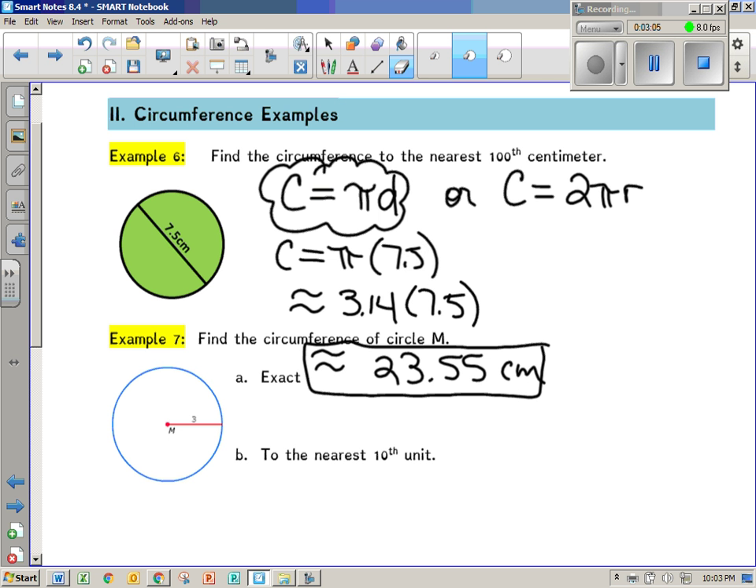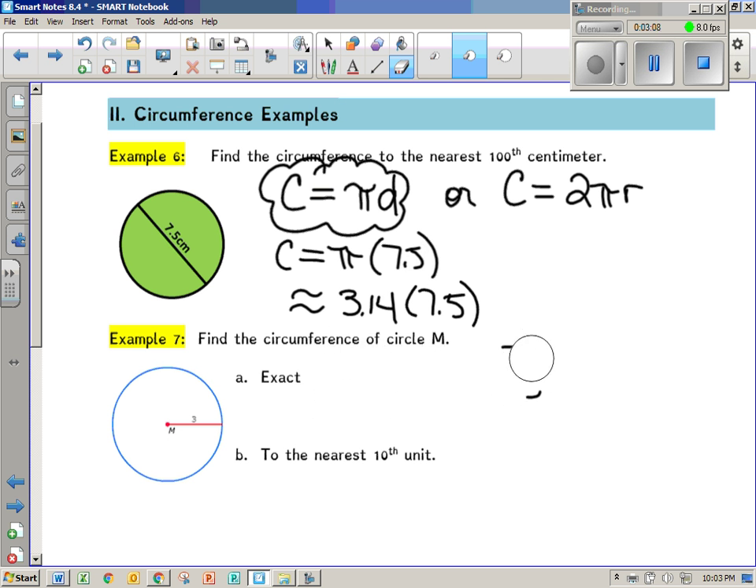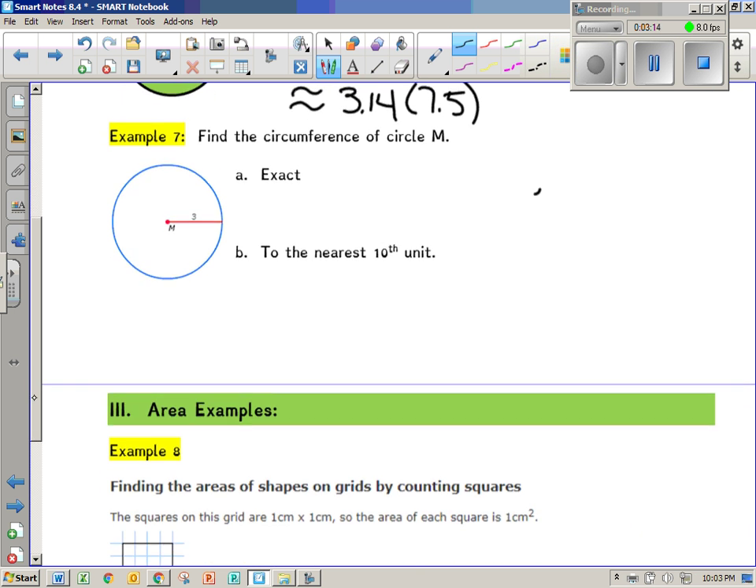So let me just erase this one line and we'll work on this next example. So sometimes you want to get an exact answer for circumference, but when you do, that means you have to just leave pi as pi and not actually substitute 3.14. So it actually makes the problem a little bit easier. So in circle M over here, the radius is 3, so the diameter has to be double that, so the diameter is 6. And there's no units given here, so we'll just put the term units with our answer.